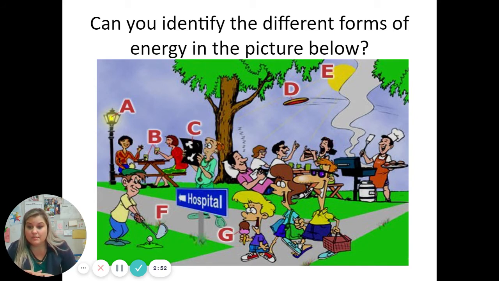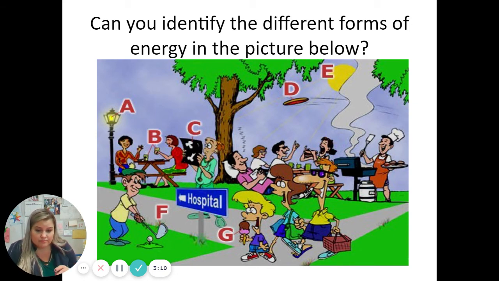F is potential energy, kind of like the same thing as a spring. Once you compress it, you know it's going to pop back open. In F, he's going to hit that ball. So while he's still, he has potential energy. And then when he's in motion, it's kinetic. So that's stored potential energy.